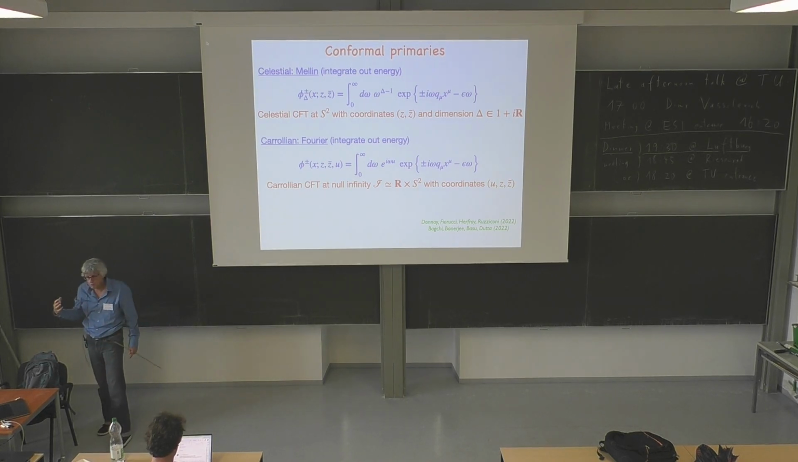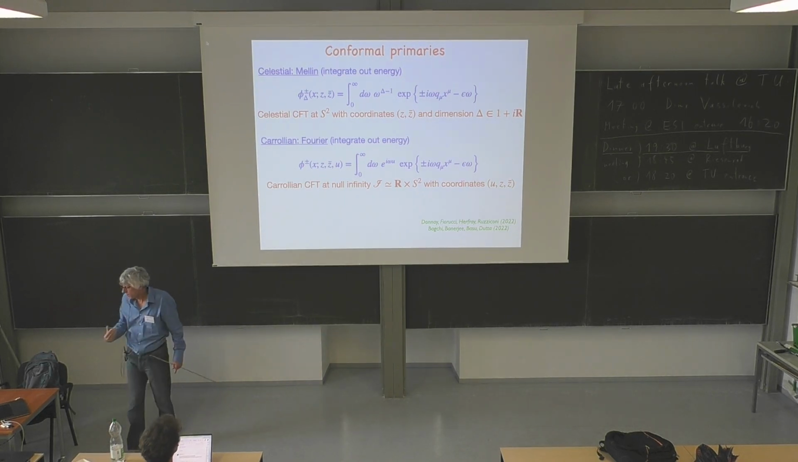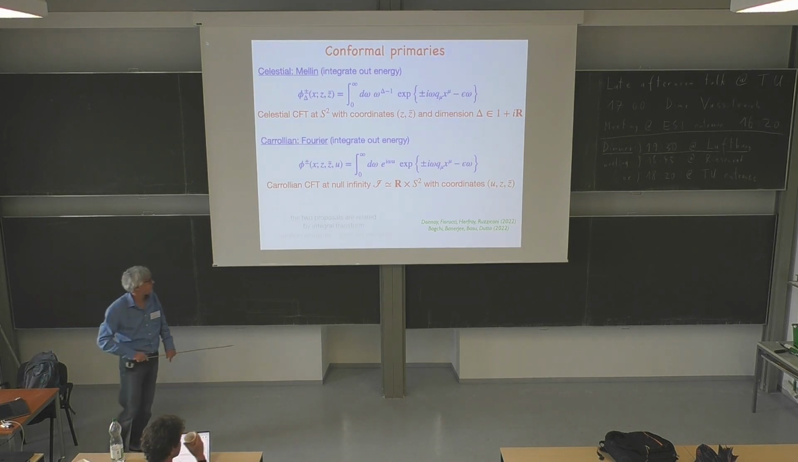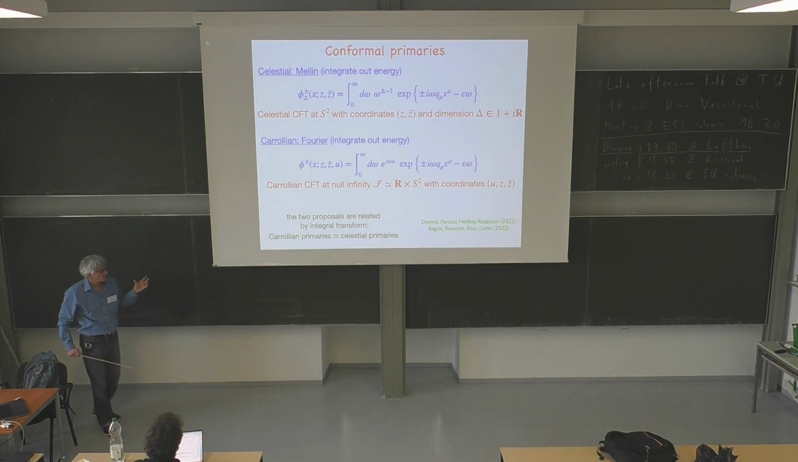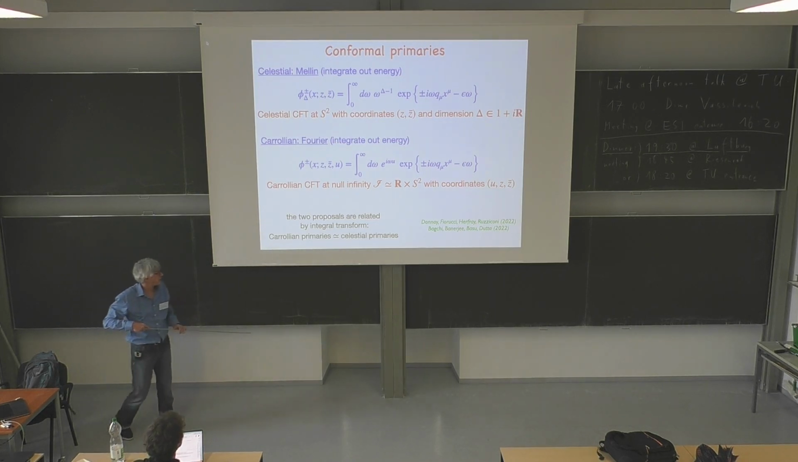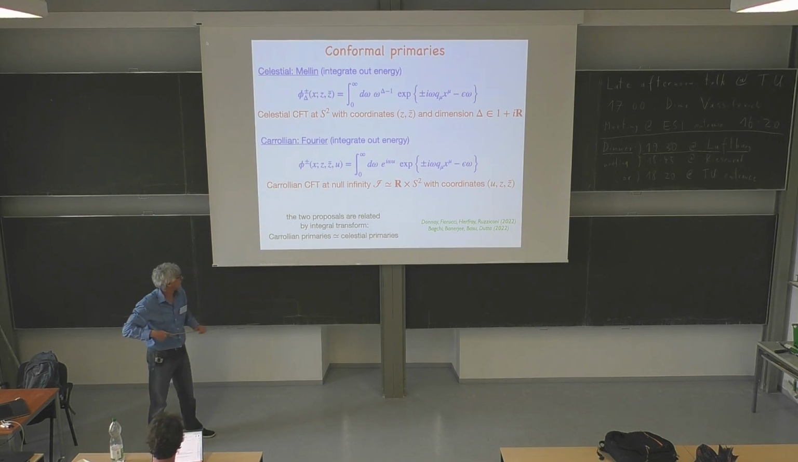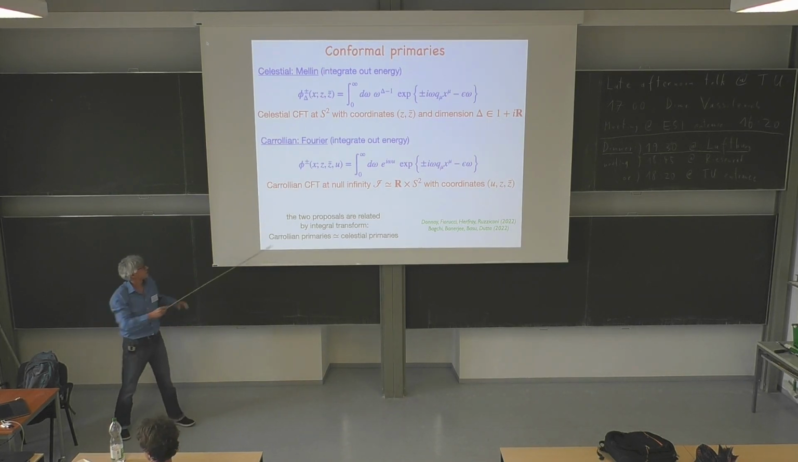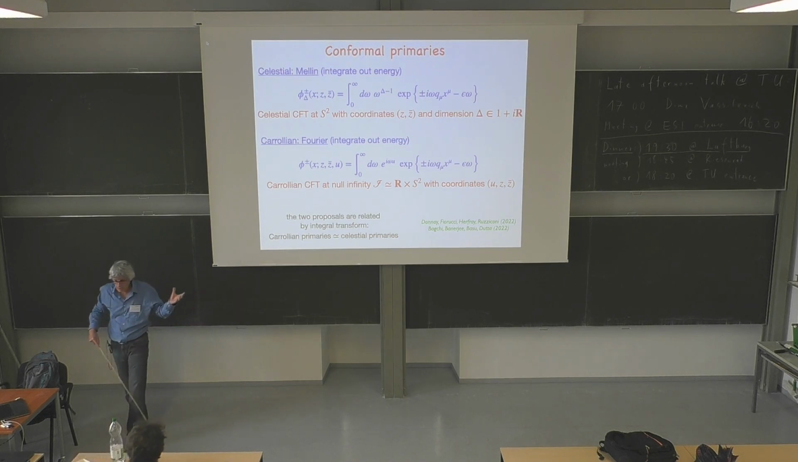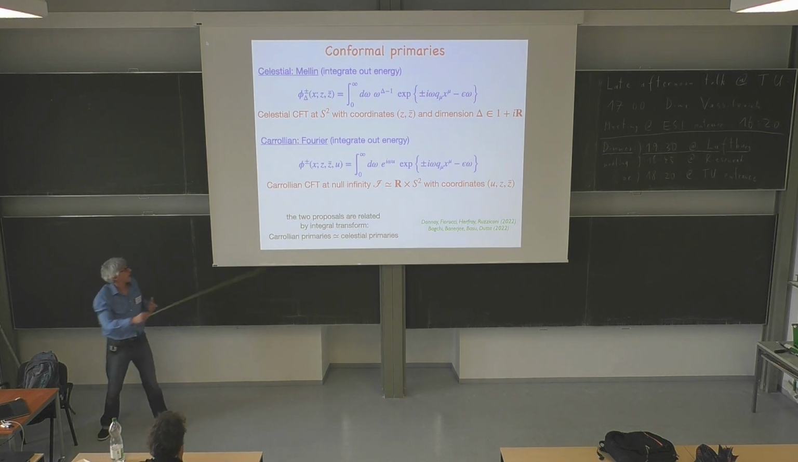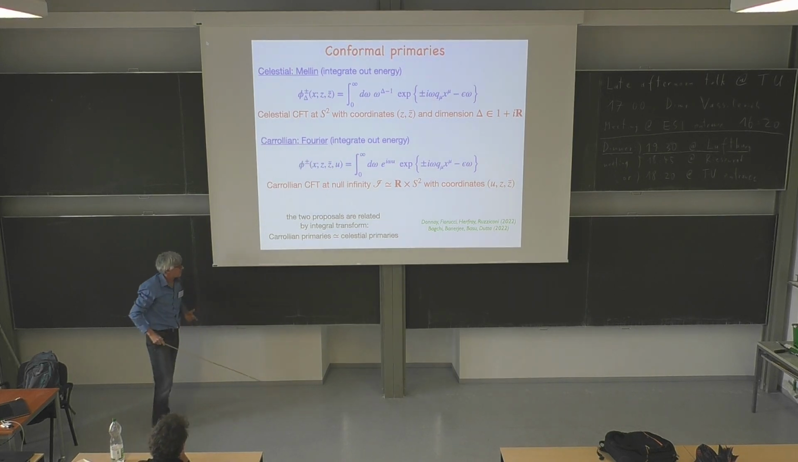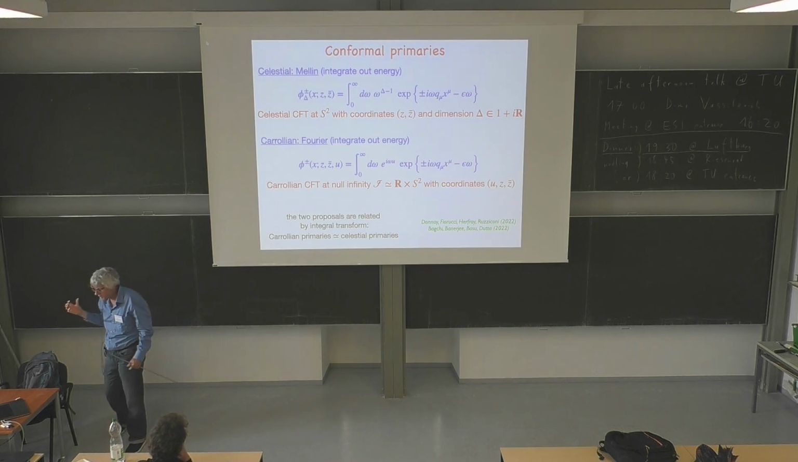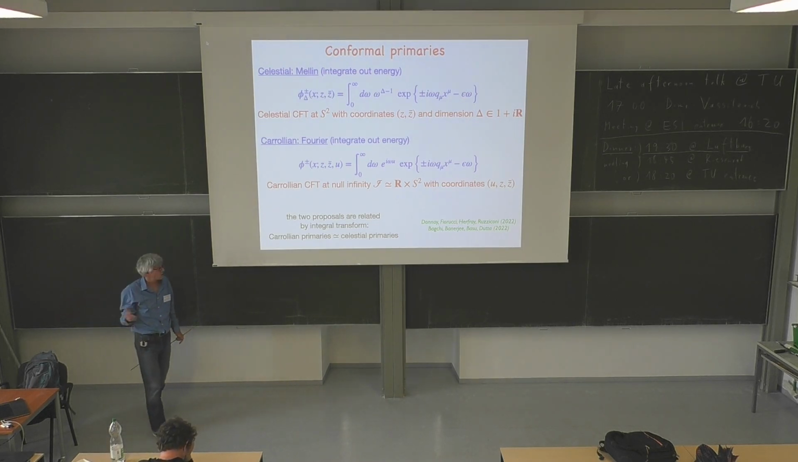And this will play an important role because, as has been pointed out by this group of people, you can switch between the two approaches through these integral transformations. Once you have, for example, your celestial amplitudes, you can combine this inverse Mellin transform together with this Fourier transformation to arrive at Carrollian amplitudes, or Carrollian states.